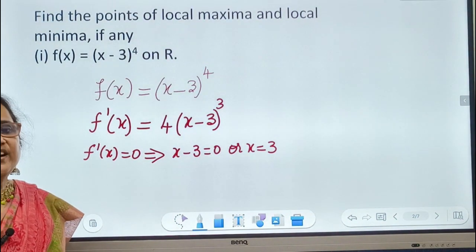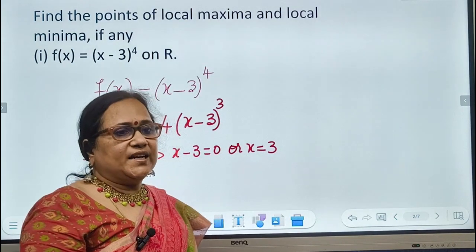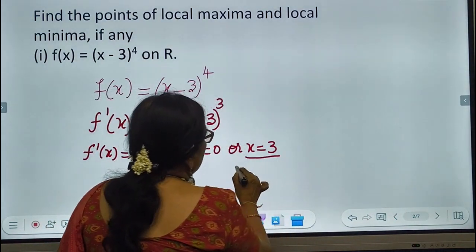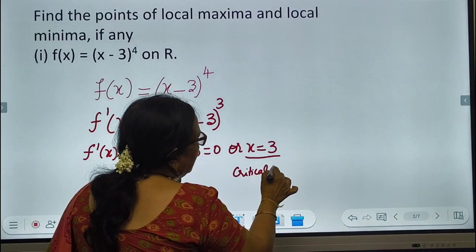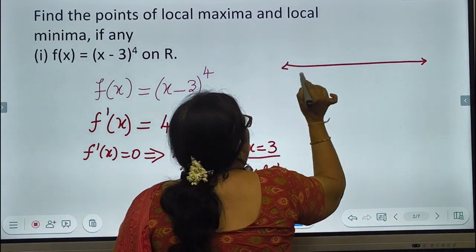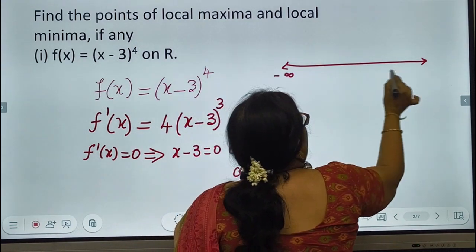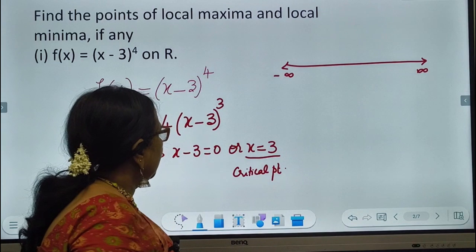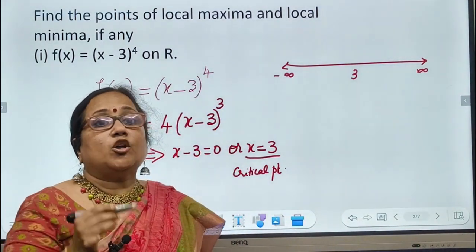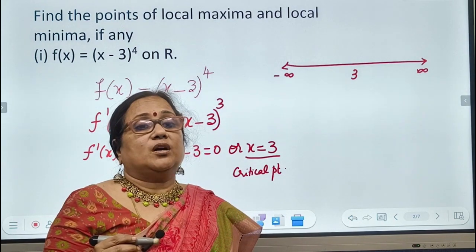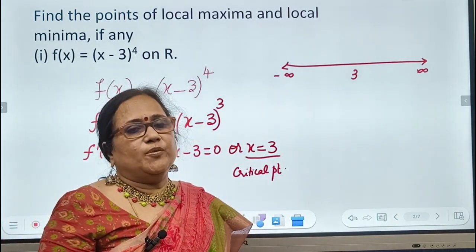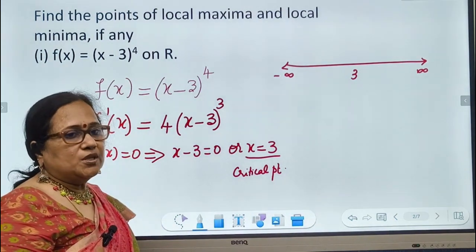So we are going to use the first derivative test, that is the intervals of increase and decrease, to find local maxima and minima. So this is the critical point. What is this called? This is called the critical point. Now if you look at the entire real line, minus infinity to infinity, the critical point is 3. That is the point where, if I draw a tangent to the curve, it's going to be parallel to the x-axis. It's going to be horizontal and its slope will be 0. The tangent line will have slope 0.